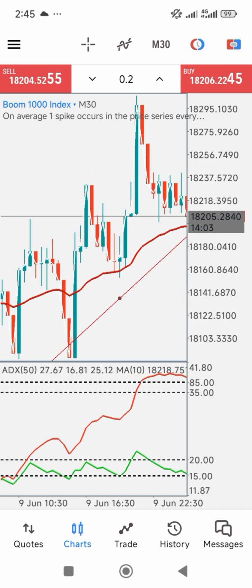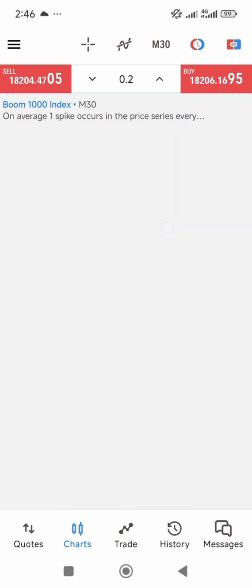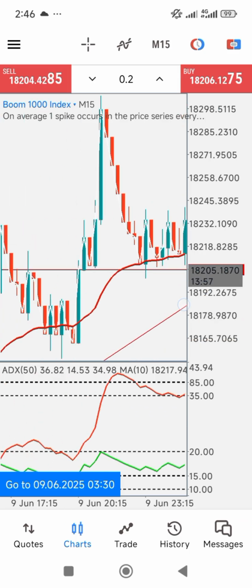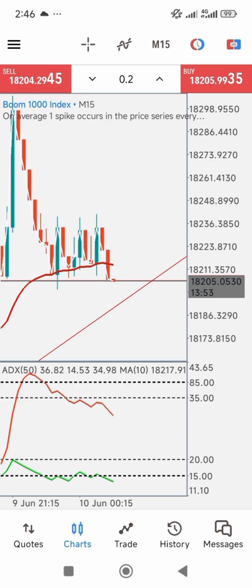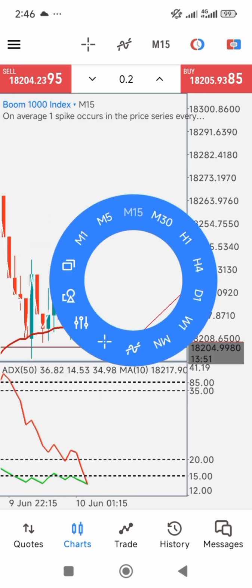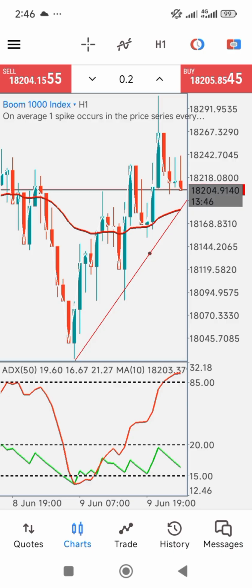This is 30 minutes time frame. You see it's giving you more shape. This is 15 minutes. You see what it's doing here. Just like a small account, if you're using a small account, this is what you do. This is 1 hour. So what I'm trying to say is this trend line is very important in trading.